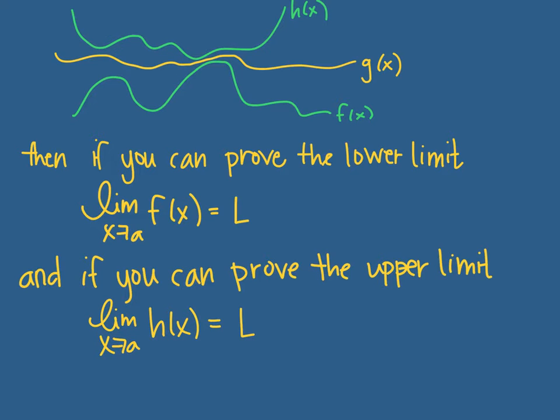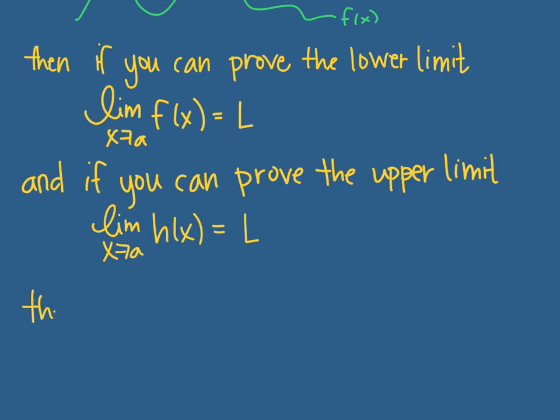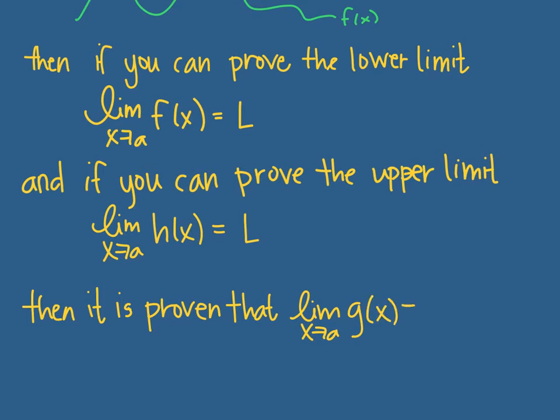So if you can prove the lower limit is L, and you can prove the upper limit is L, then what can you conclude about the middle function? It has to be L, right? If one's L and the other is L, and the only choice is to be either between or equal, then it has to be equal. Then it is proven that the middle limit, g of x, is equal to L also. That is the sandwich theorem.